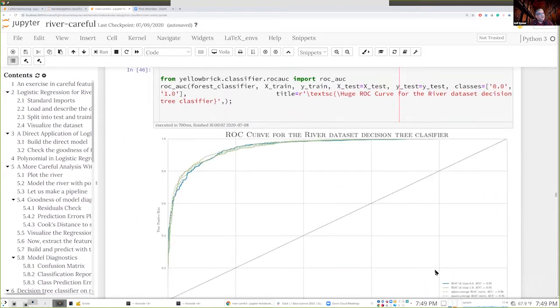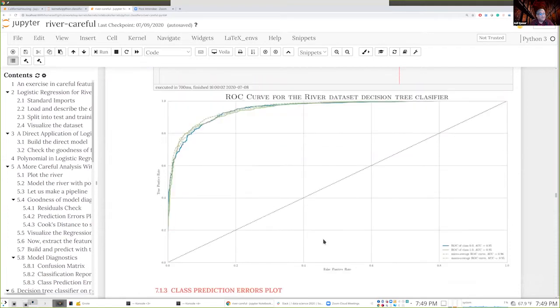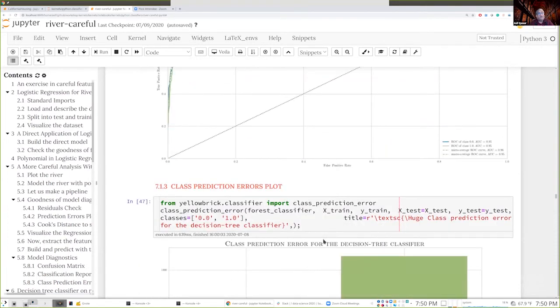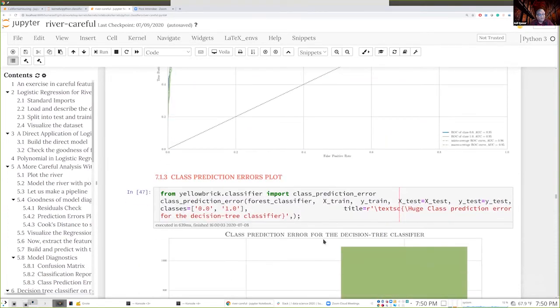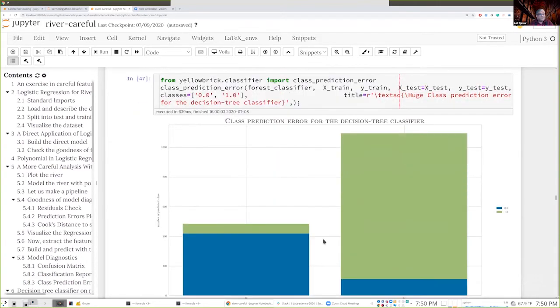The area under ROC curve is pretty good. So between random forest and feature engineering, which one would you prefer? Feature engineering. Yes, because it's an interpretable model. So given two models which are equally good at prediction, you always pick the simpler model. Right?